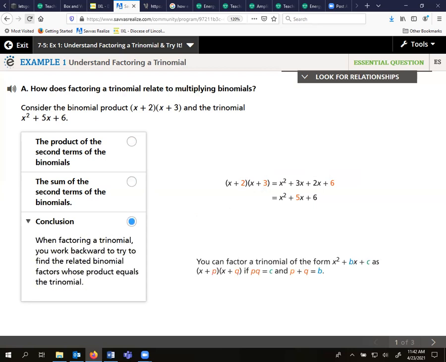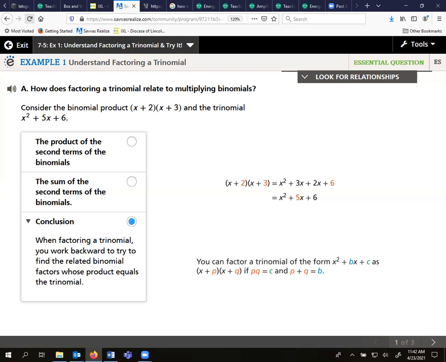Okay, so we can conclude that when factoring a trinomial, you can work backwards to try to find the related binomial factors whose product equals the trinomial. You can factor a trinomial of the form x squared plus bx plus c as x plus p, x plus q, if p times q equals c, and p plus q equals b.